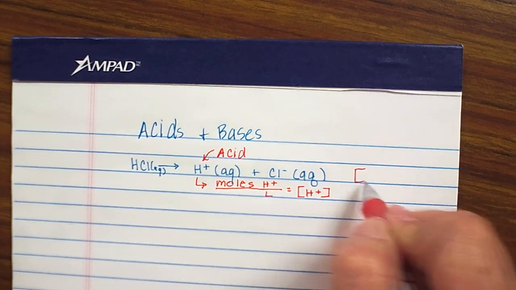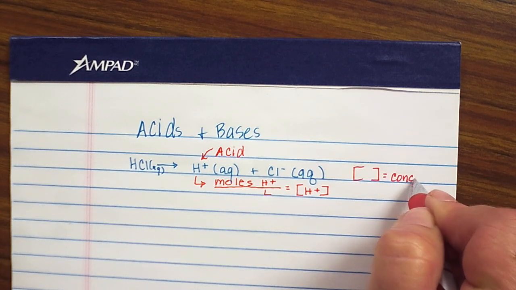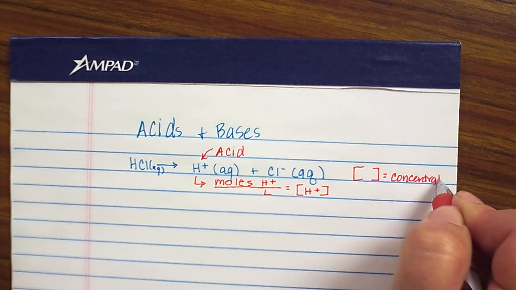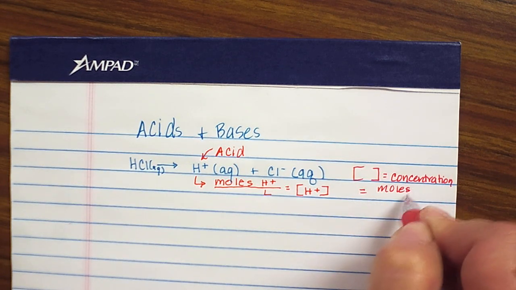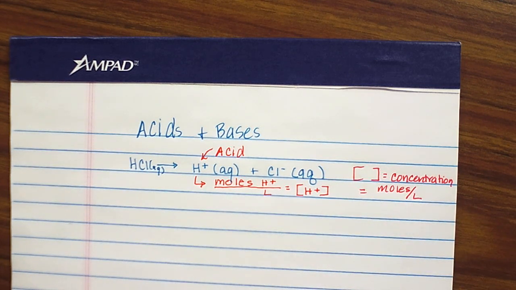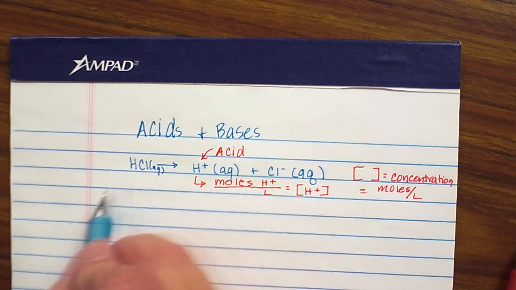Remember, these boxes show concentration, and that is equal to moles per liter. Okay, moles per liter. So when there's a dissociation here, it dissociates into moles of H plus per liter. Now, see how this hydrochloric acid is aqueous, and so therefore the hydrochloric acid has a concentration also.